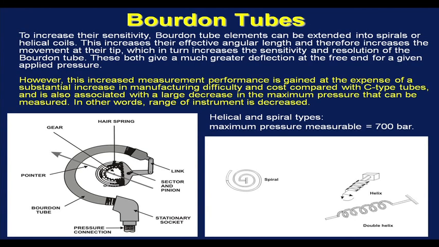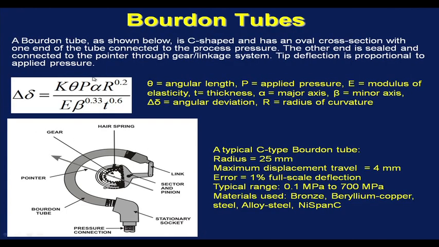To increase the sensitivity of the Boron tubes, the Boron tube elements can be extended into spirals or helical coils. This increases their effective angular length. Remember, from the previous equation, we have seen that the deflection of the tip of the Boron tube is directly proportional to the angular length. So, more the angular length, higher the deflection of the Boron tube.